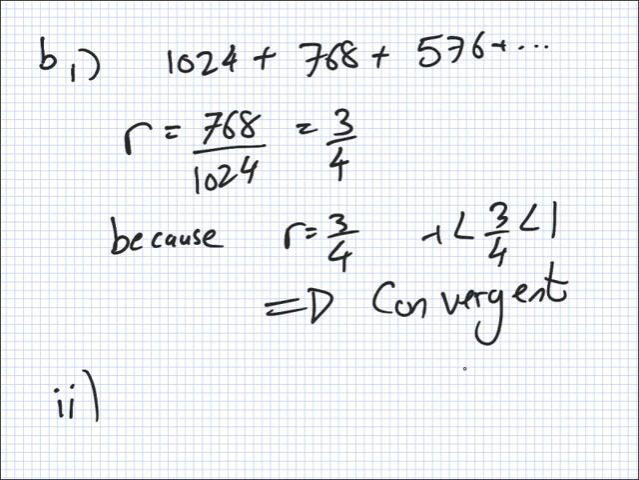Part 2. Oh no, there's actually more information. Part 2: find the value of n. And they said just before that, the sum of the first n terms is 3549 and a quarter. So what have they told me exactly? What exactly equals 3549 and a quarter?